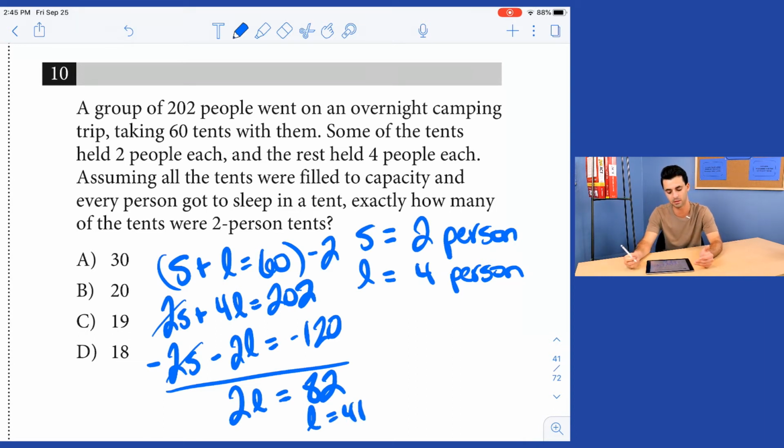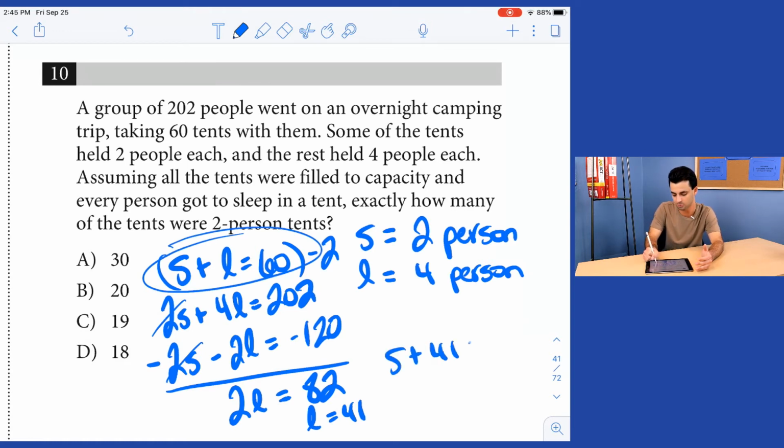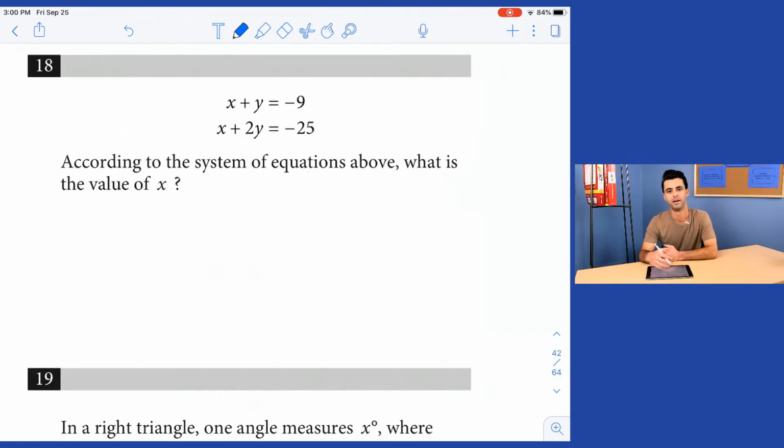But they're asking us how many 2-person tents there were, so we're looking for S. Therefore, we can find that by plugging 41 into one of our original equations, and I'm going to plug it into this one right here. So we have S plus 41 equals 60, and now we can solve for S, and S is equal to 19, or C.